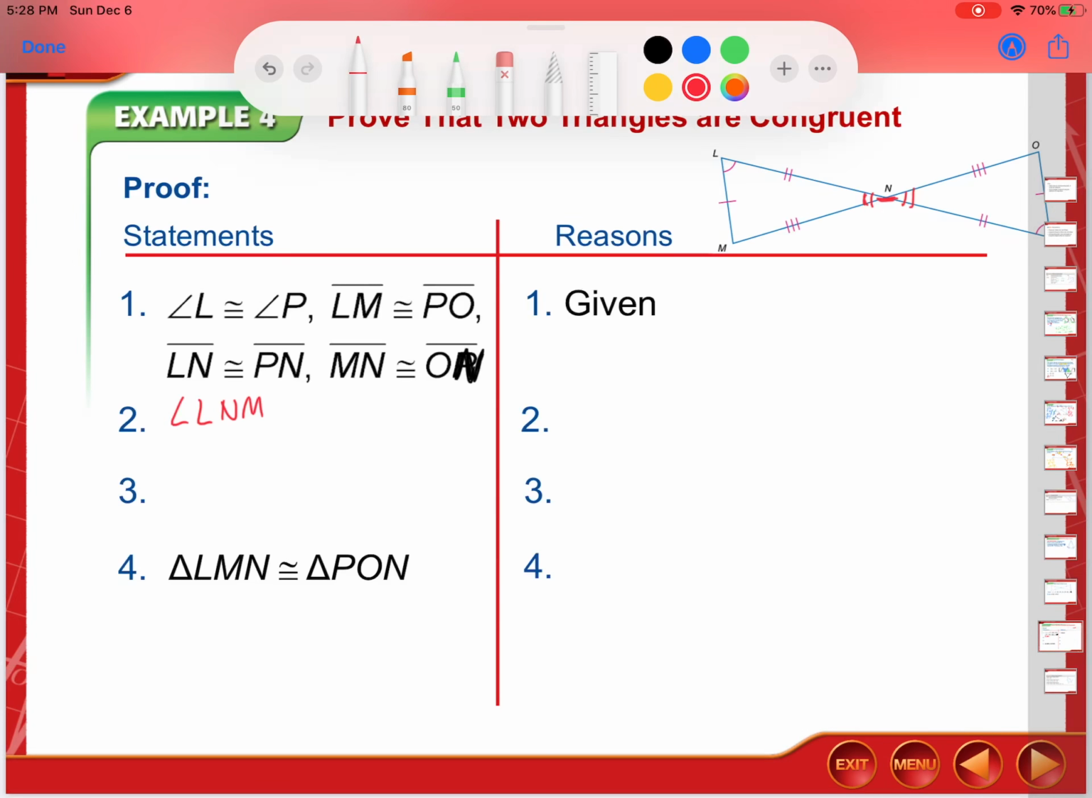So what I'm going to say is angle LNM is congruent to angle PNO. And like I said, that is true based on vertical angles theorem.